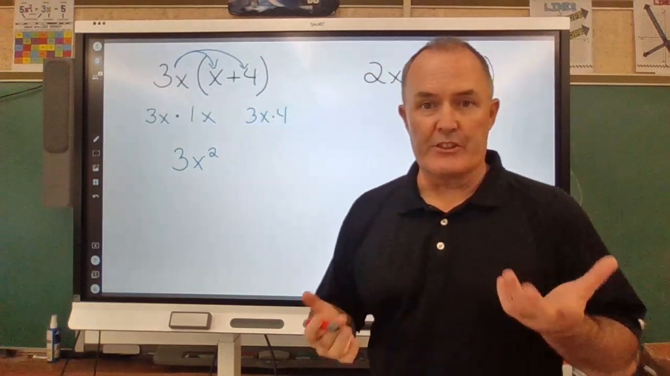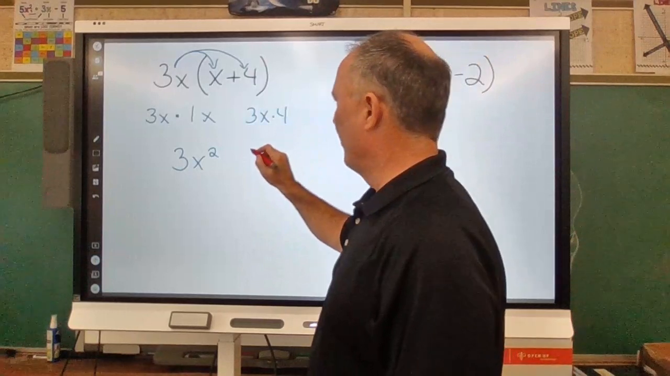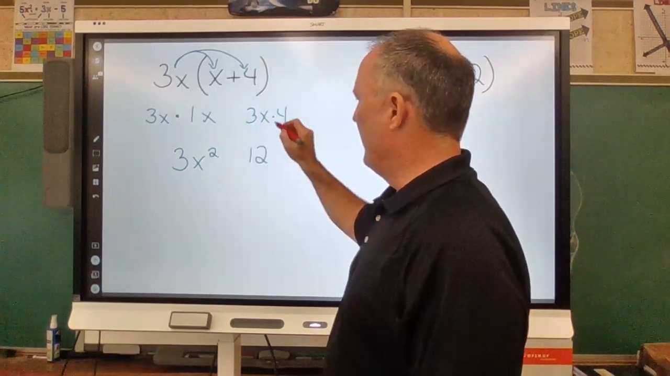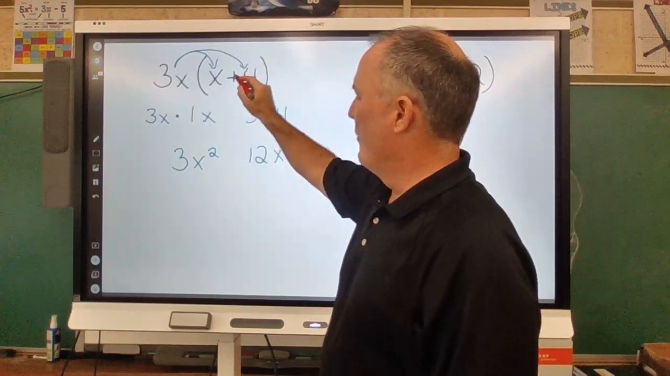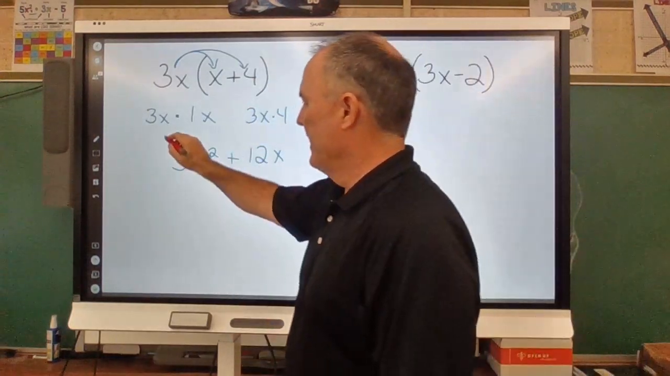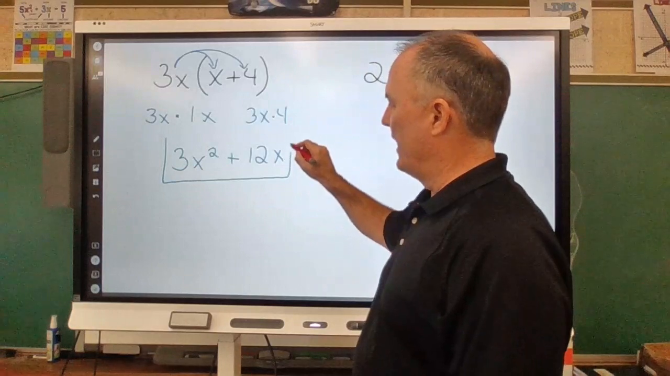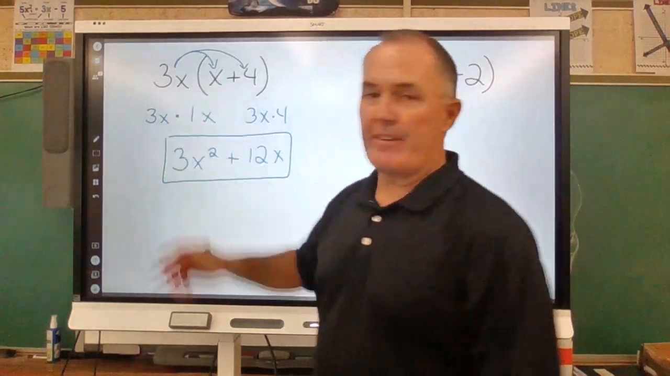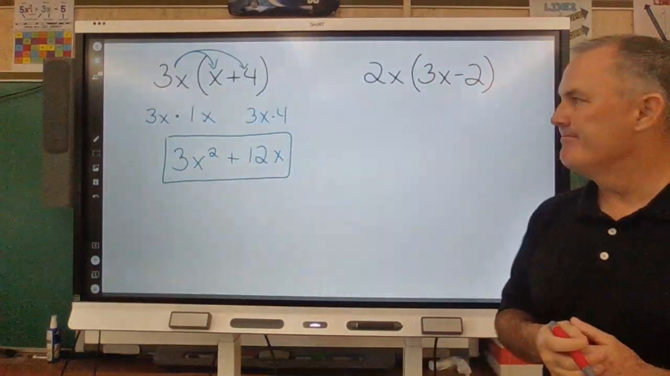And we multiply the coefficients first. 3 times 4 is 12. And we only have one little x. We are adding it, so we can still add them together. And we now have a more simplified answer. And we've gotten rid of the parentheses.